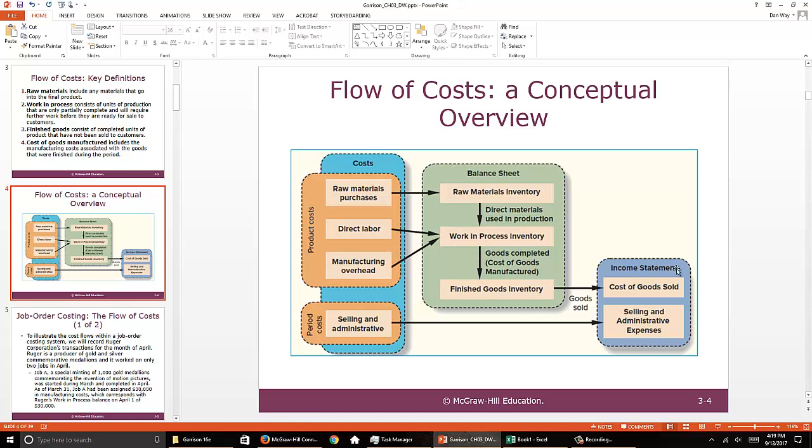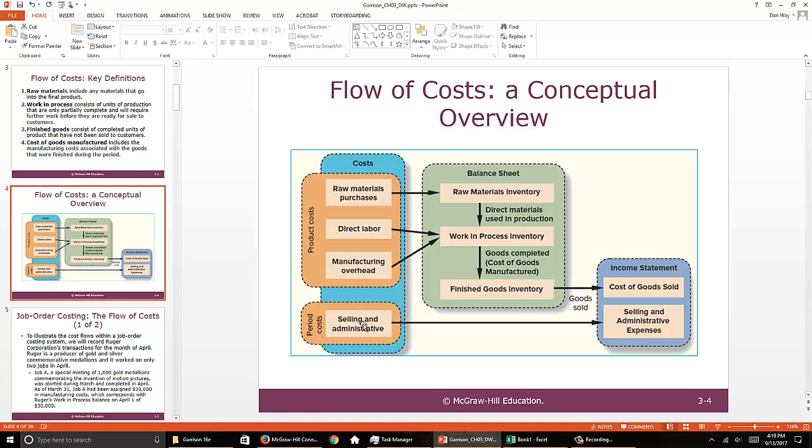On the far right hand side, we have our income statement. And the point to make here is that the costs associated with the products we're selling only hit the income statement when goods are actually sold. So the costs associated with those goods that are being sold move at that point from finished goods to cost of goods sold. And we'll look at that in the T accounts in a minute.